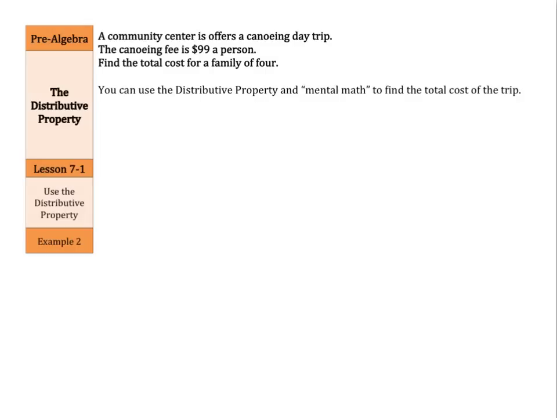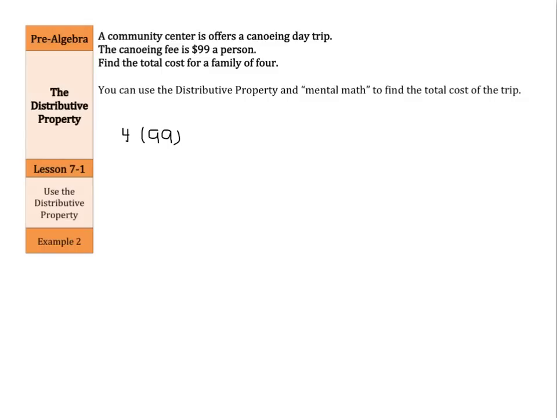A community center is offering a canoeing day trip. The canoeing fee is $99 per person. To find the total cost for a family of 4, it says you can use the distributive property and mental math, in quotes there, to find the total cost of the trip. Well, essentially, we have 4 people times $99 each.